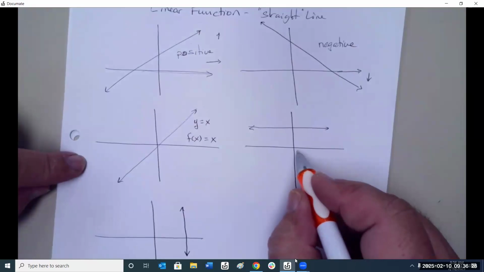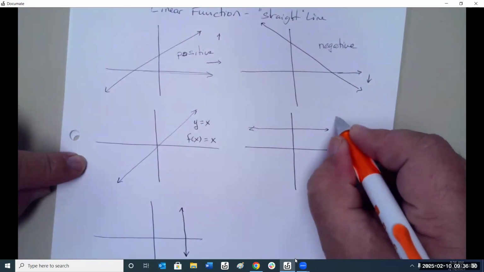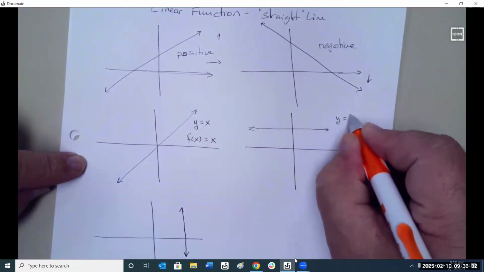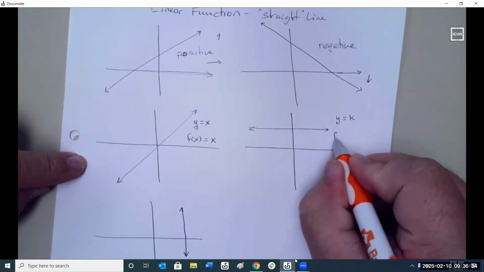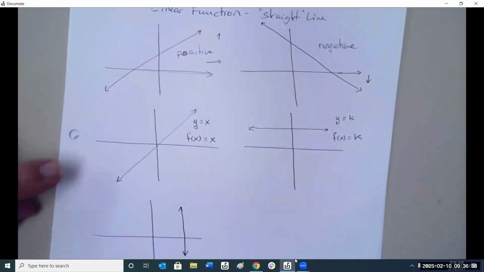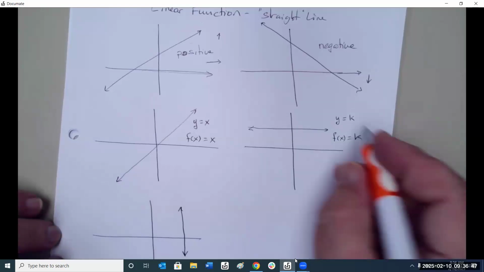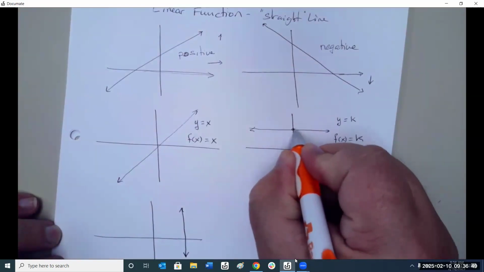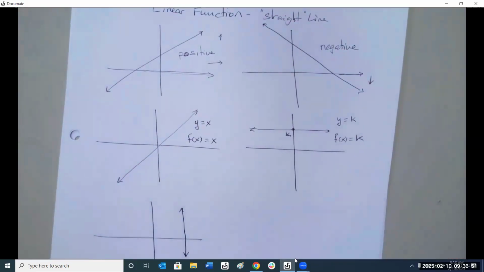What about this one? Y equals some constant, this is a constant function. F of x equals some constant. Whatever the constant is, that's where you cross the y-axis.